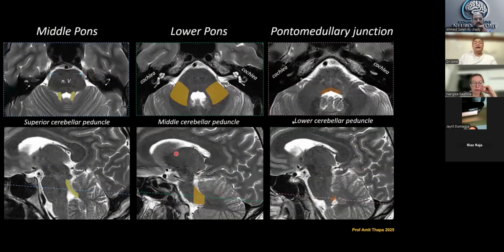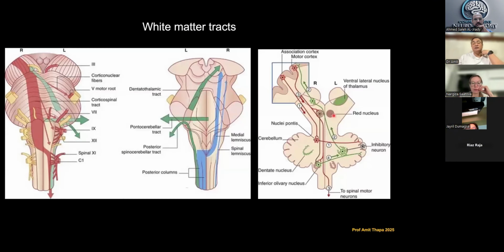So you can actually have an idea of the cerebellar peduncles on the MRI itself. So this is the superior cerebellar peduncle as seen in the midsection of the pons. The lower pons shows the middle cerebellar peduncle. The most difficult to identify are the inferior cerebellar peduncles, which are very fine and can very easily be missed, and can be picked up at the pontomedullary junction.